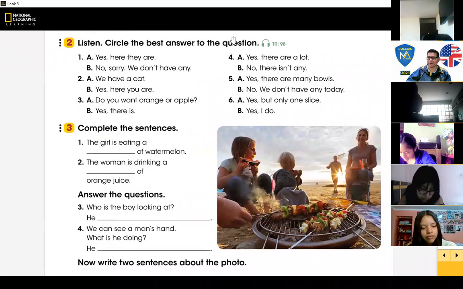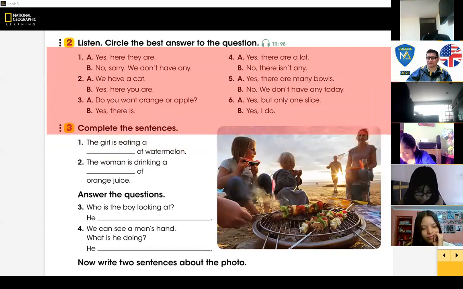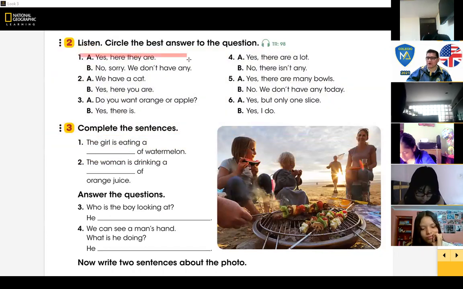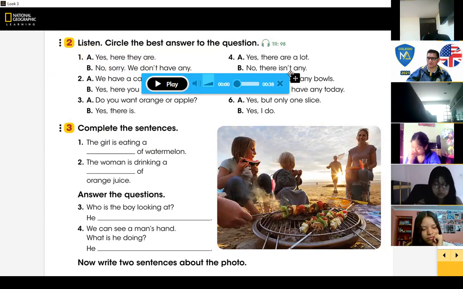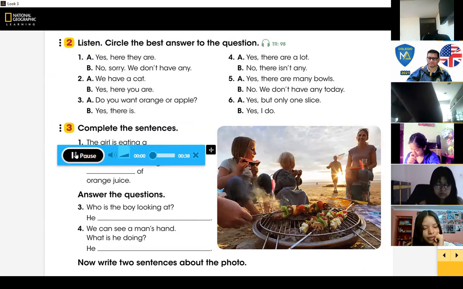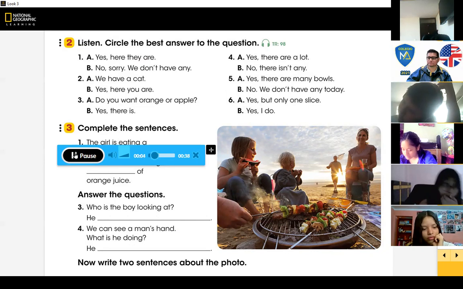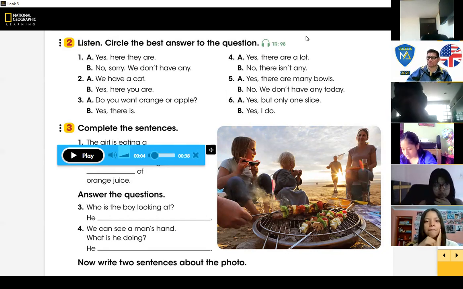Well, next part. Here it says, activity to listen, circle the best answer to the question. ¿Cuál será la mejor respuesta para las preguntas? Pay attention. Yeah, let's do one by one. One, can I have a glass of milk, please? What's the answer? Can I have a glass of milk? How do you answer?